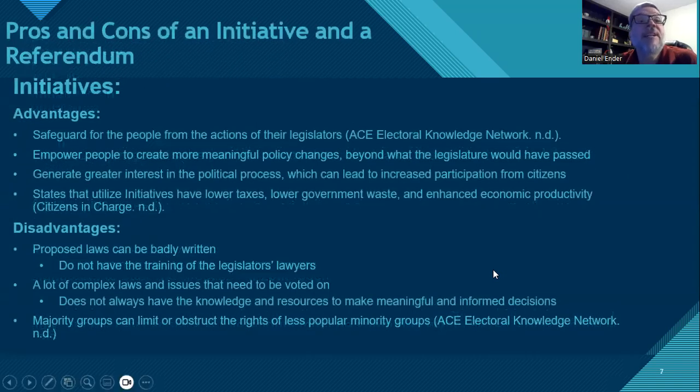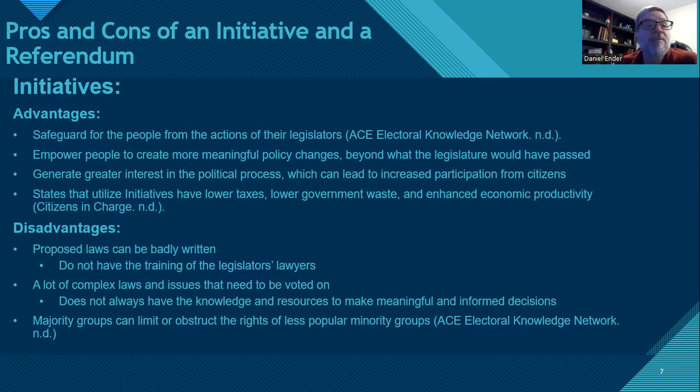Pros and cons of an initiative and a referendum. Initiative advantages. It's a safeguard for people from the actions of the legislators. Empowers people to create more meaningful policy changes beyond what the legislature would have passed. It can generate greater interest in the political process, which can lead to increased participation from its citizens. And states that utilize initiatives have lower taxes, lower government waste, and enhanced economic productivity.